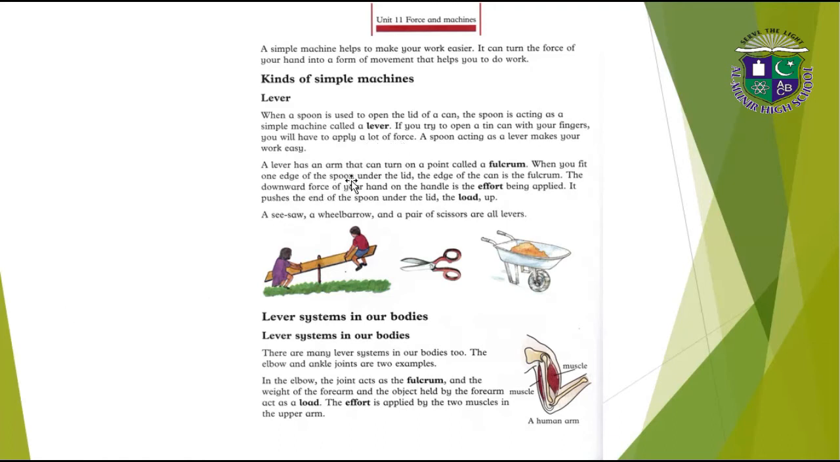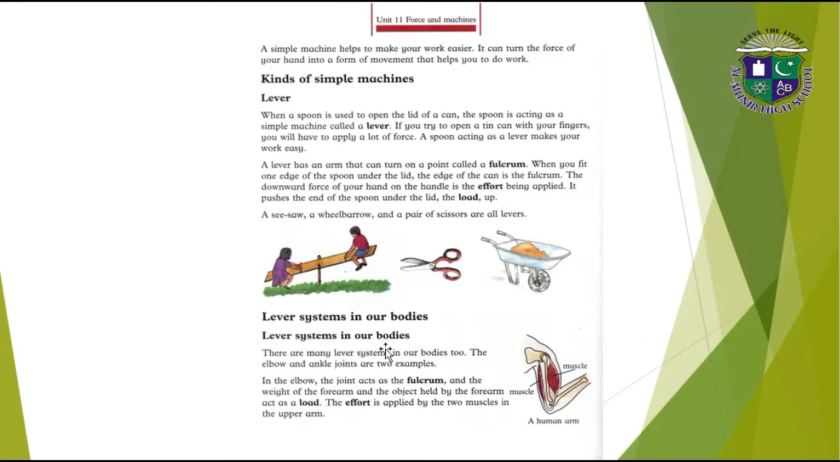A lever has an arm, like a spoon has an arm, that can turn on a point, which is called the fulcrum. The downward force of your hand, when you move your hand downward, is called the effort. When you move it downward, something at the end of the spoon gets pushed, like the lid you push upward. It is called the load. A seesaw, wheelbarrow, pair of scissors, all are levers.